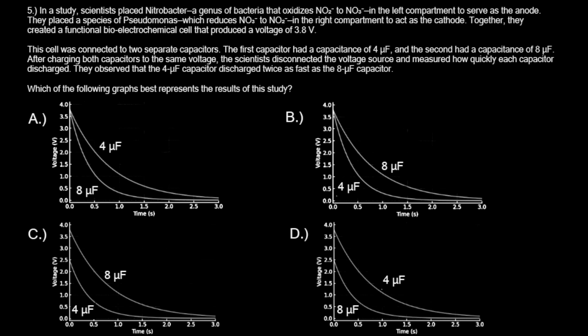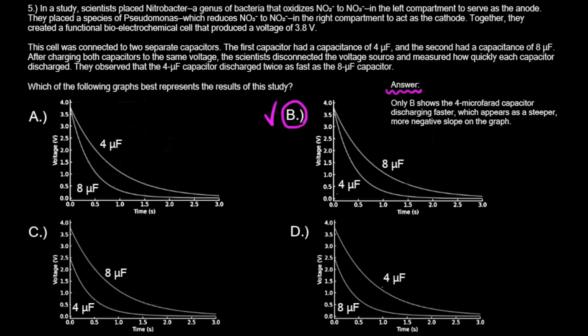This cell was connected to two separate capacitors. The first capacitor had a capacitance of 4 microfarad, and the second had a capacitance of 8 microfarad. After charging both capacitors to the same voltage, the scientists disconnected the voltage source and measured how quickly each capacitor discharged. They observed that the 4 microfarad capacitor discharged twice as fast as the 8 microfarad capacitor. So, which of the following graphs best represents the result of this study?